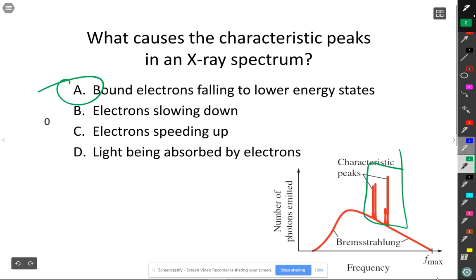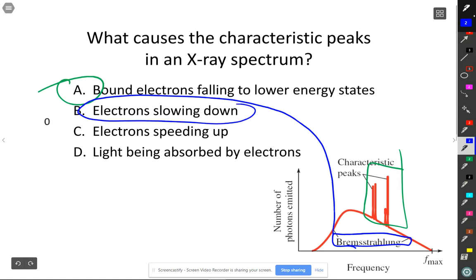What's causing the Bremsstrahlung? Okay, was that D as in dog or B as in boy? D as in donut. It's actually electrons slowing down. The Bremsstrahlung is the braking radiation. So slowing down.